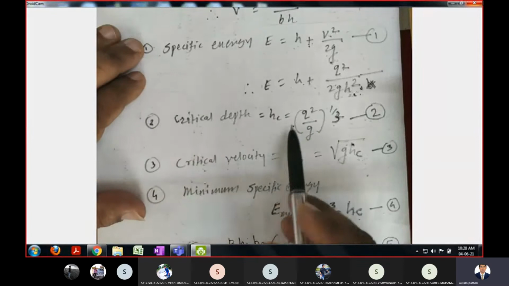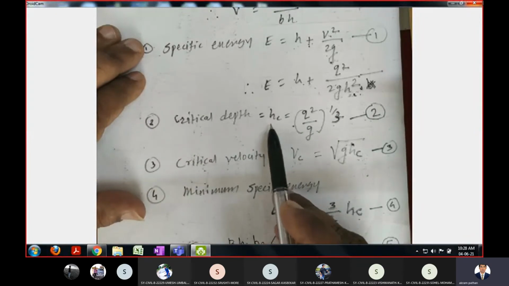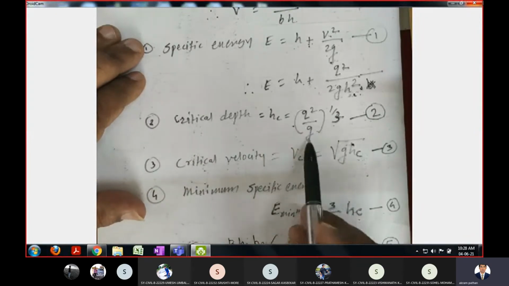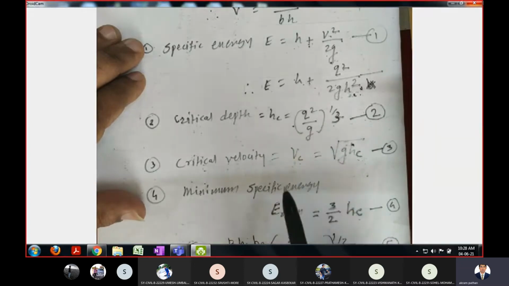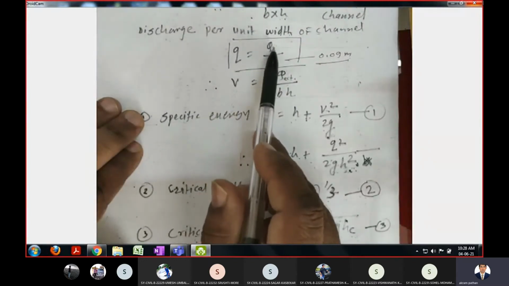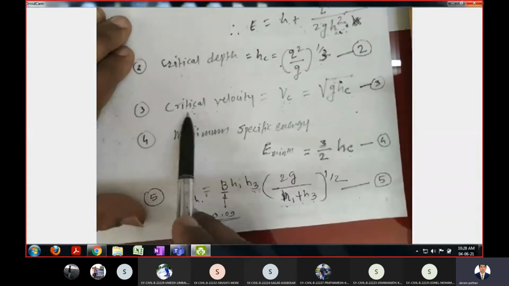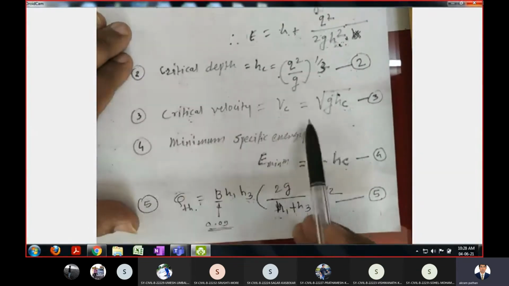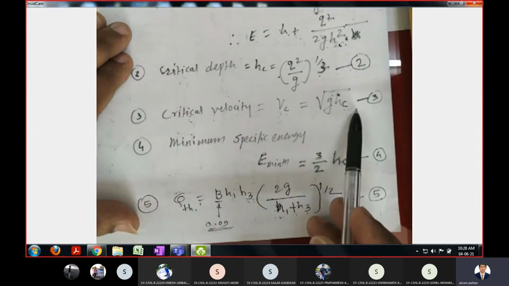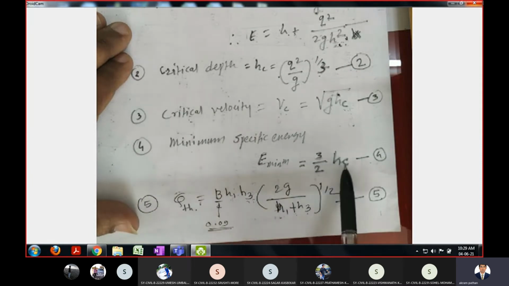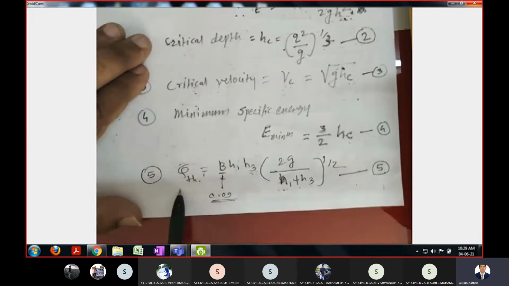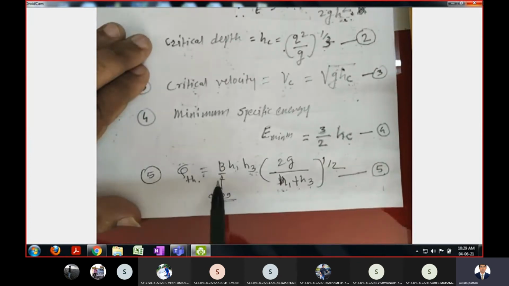Then we have to calculate the critical depth. So critical depth SC is equal to, in brackets, Q square divided by G, raised to 1/3. Here Q is the discharge per unit width, and we calculate it as Q actual divided by the width of the channel. Now the third thing, we have to calculate critical velocity. So Vc is equal to under root G SC. Then we have to calculate minimum specific energy, that is E minimum. We have the formula 3/2 of SC. Then we have to calculate the theoretical discharge. So how will you calculate theoretical discharge?